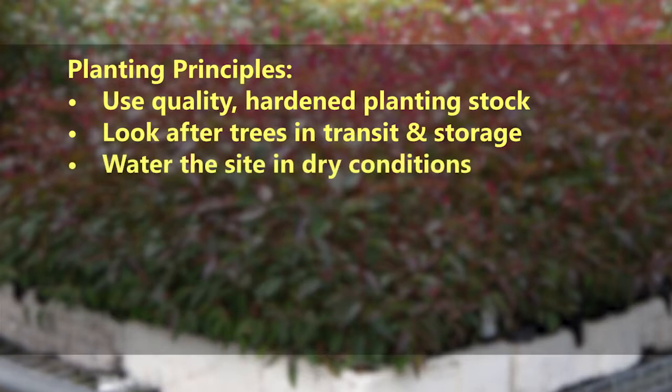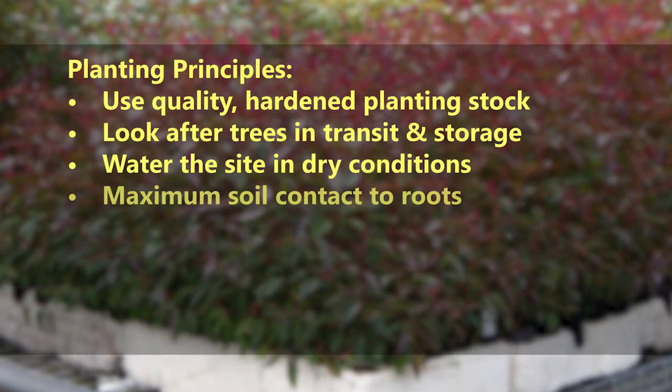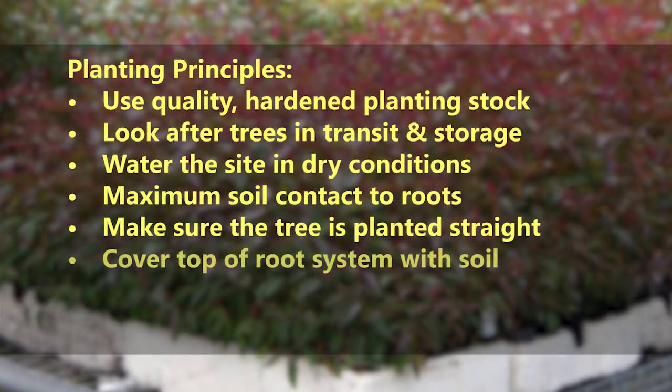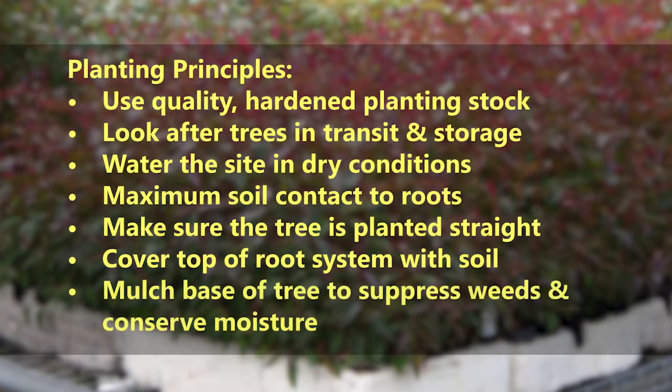Provide water to the planting site in dry conditions. Provide maximum soil contact to the roots. Make sure that the tree is planted as straight as possible. Cover the top of the root system with soil and mulch around the base of the tree to suppress weed germination and conserve soil moisture.